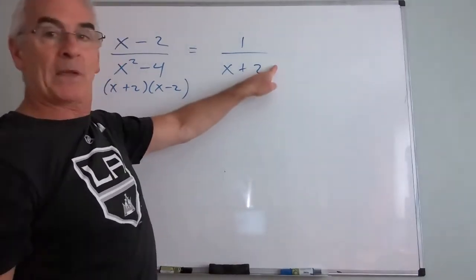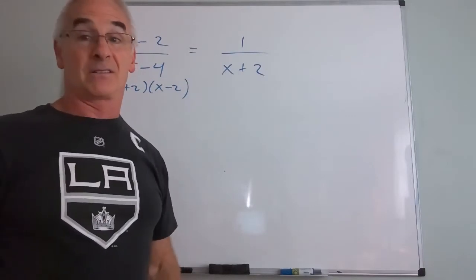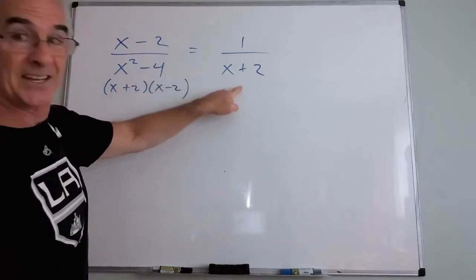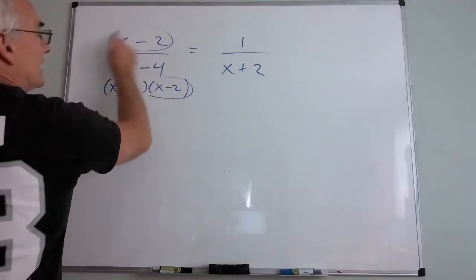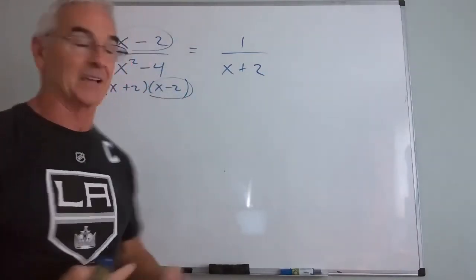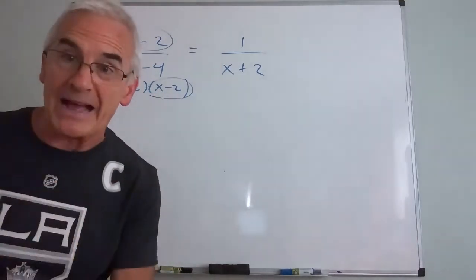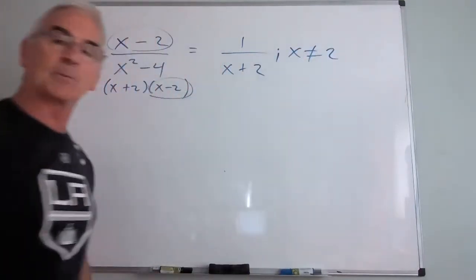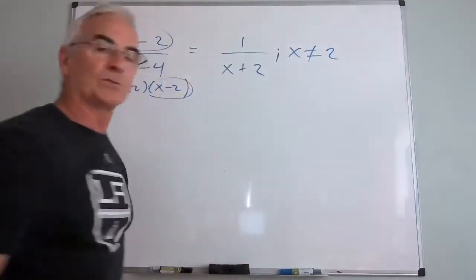Can 2 be in the domain of this answer? Can I insert a 2 into there? Well, if I can't here and these are equal, can I here? No. x equals 2 is what we call a removable discontinuity. Hopefully that rings a bell, because I basically just removed it from the problem. But in remedial algebra, this is what we do. I throw in a disclaimer. This is identically equal to this as long as x is not equal to 2.